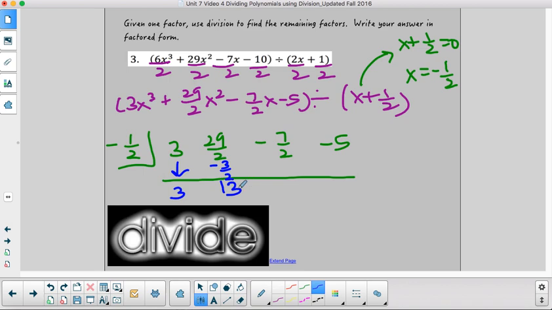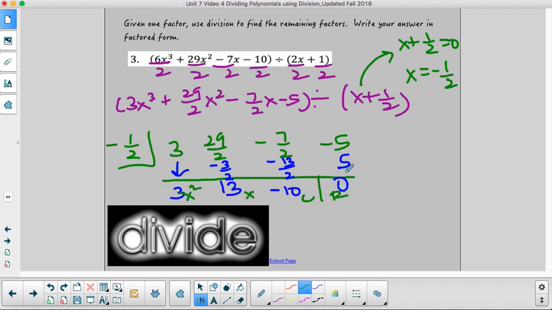I'd have negative 1/2 times 13, so it's negative 13 over 2. Negative 7 minus 13 is negative 20 over 2, so negative 10. And then negative 1/2 times negative 10 would be positive 10 over 2, which is 5, remainder of 0. So, remainder, constant, x squared.